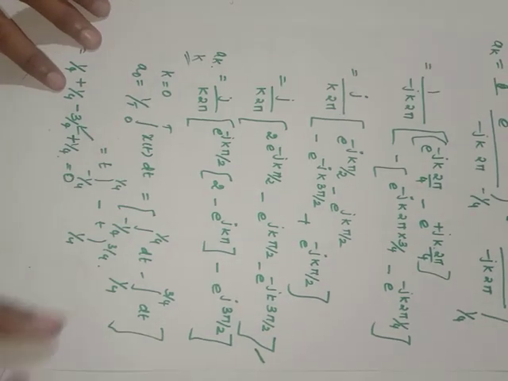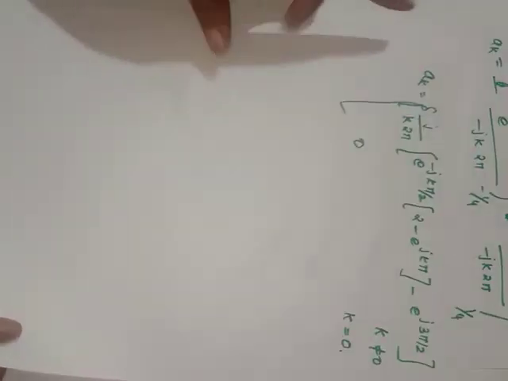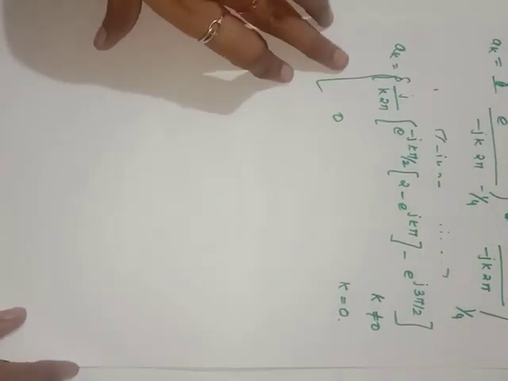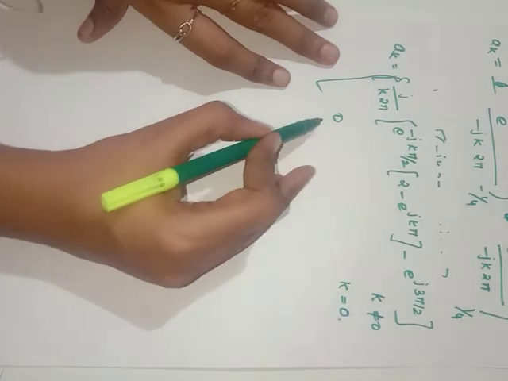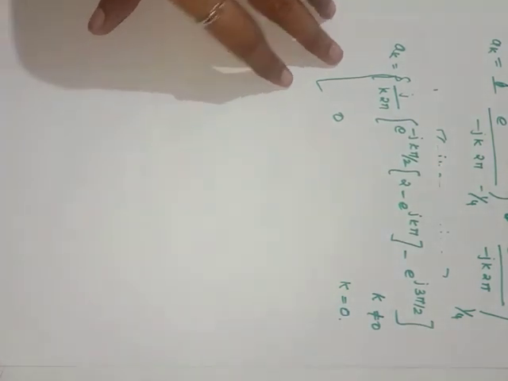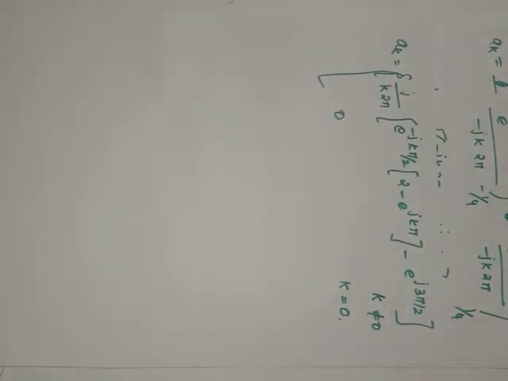Finally, we need to represent that a_k equals this expression for k not equal to 0, and it is equal to 0 when k equals 0. So this is how you find the Fourier representation for any signal.